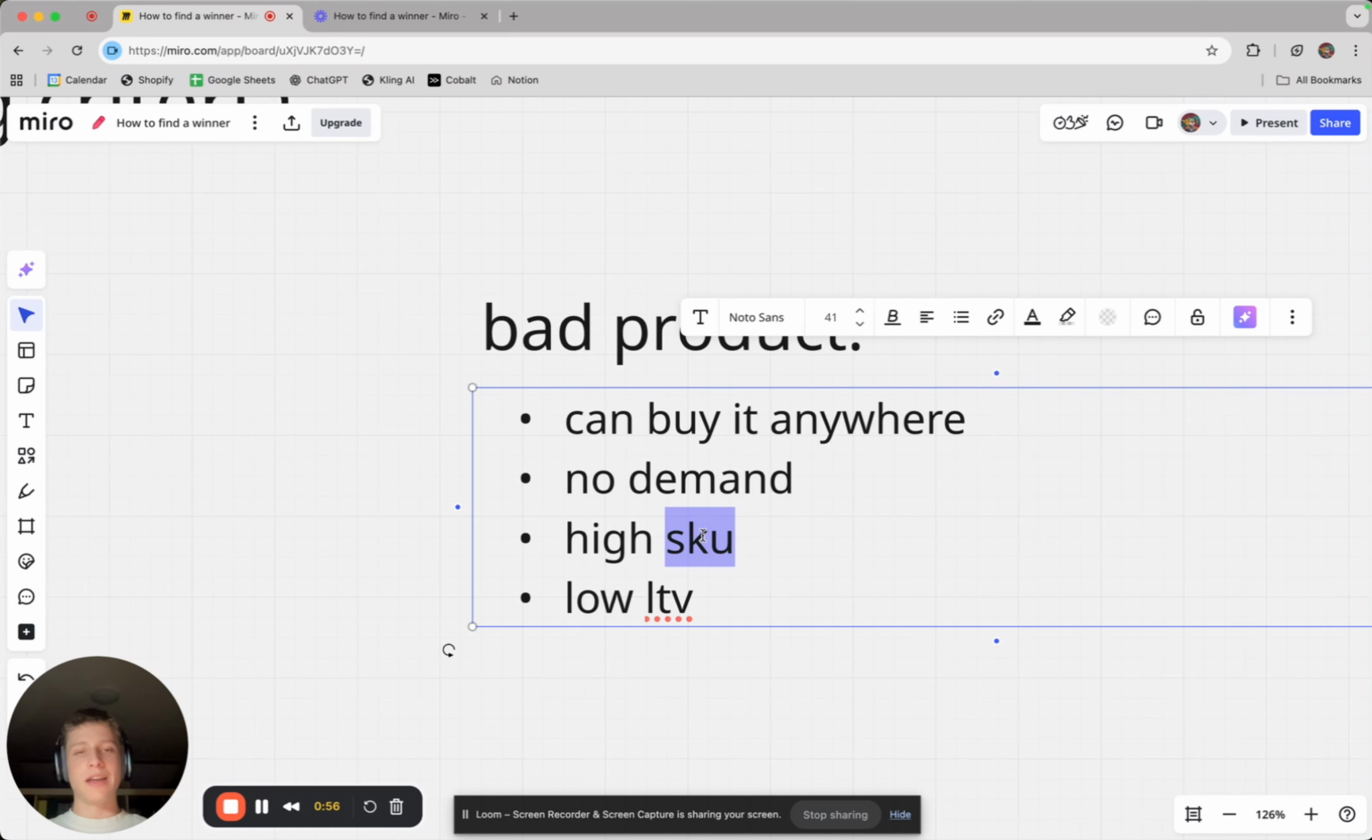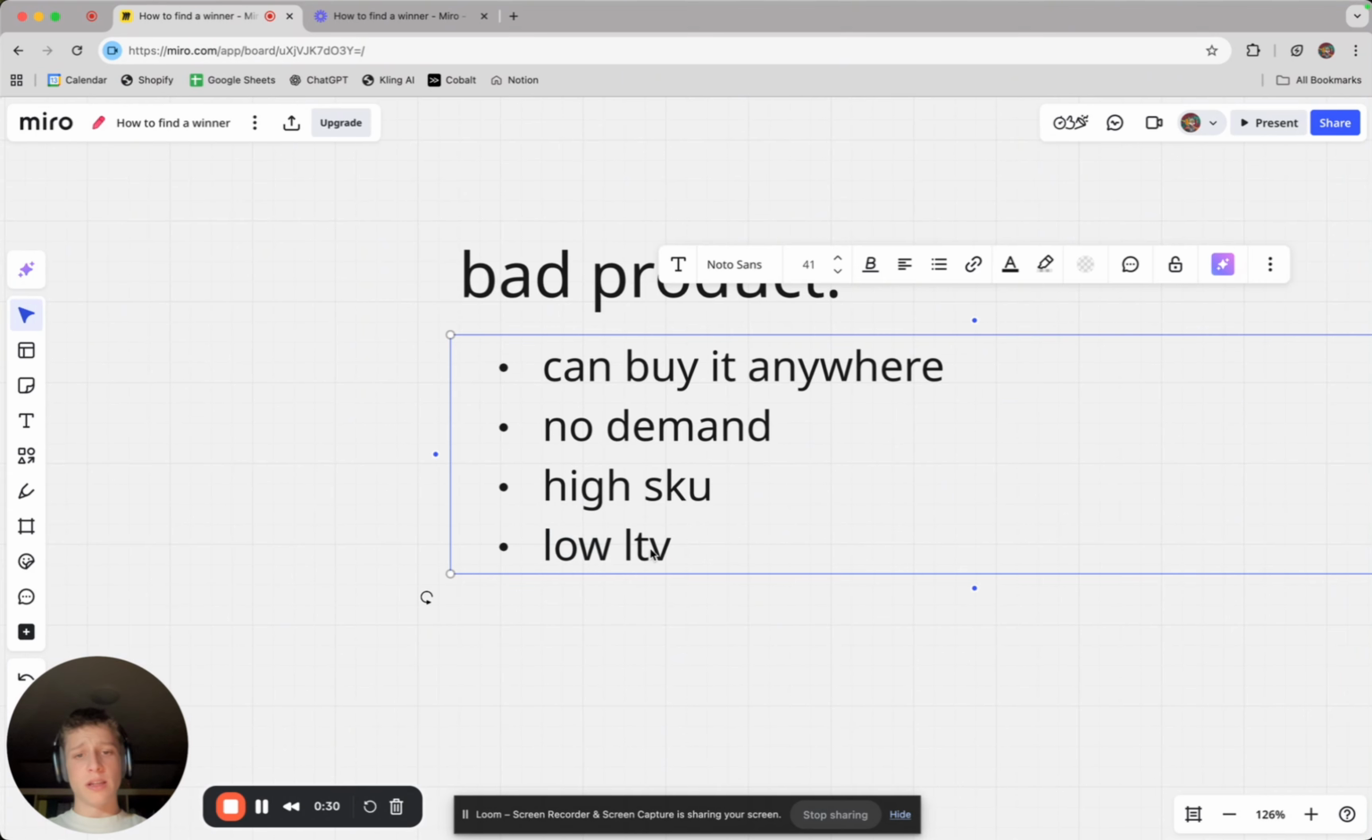High SKUs is basically how many variants your product has. So for example, the shoes, they have like 10 different sizes. Then if you do different colors as well, because we were doing it on pre-sale, it wasn't that important. But if we wanted to actually scale the brand and not do it on pre-sales anymore, it would be very difficult to estimate how much of each size we need.